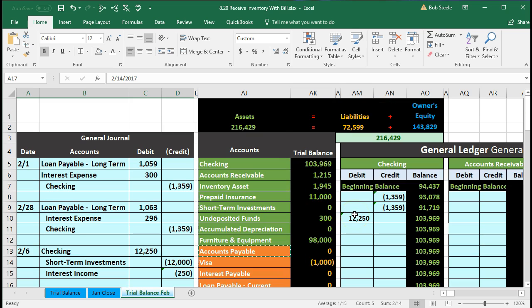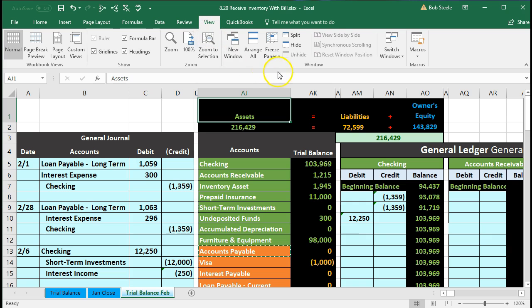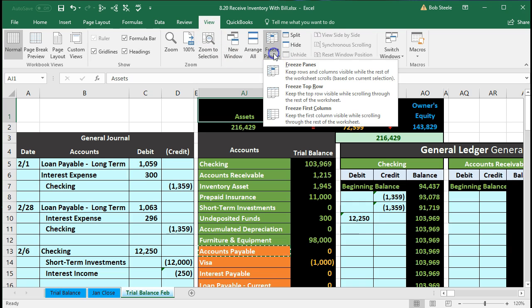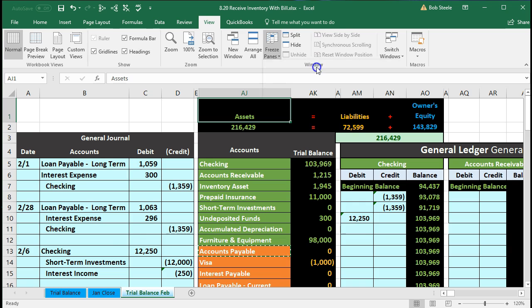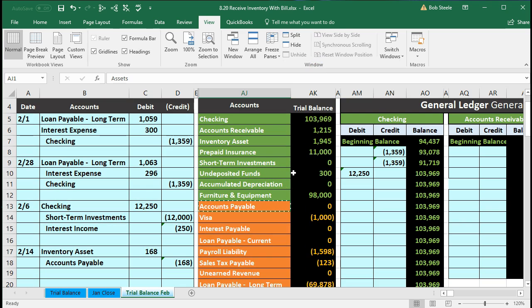So in order to do that, let's freeze the panes. We're going to scroll up top, put our cursor in AJ1. We will then go to the View tab up top, Windows group. We're going to go to Freeze Panes and select the first item, which is to freeze the panes. Then we'll scroll down. We're looking for inventory. That's going to be the third account on the trial balance and therefore the third account on the general ledger.